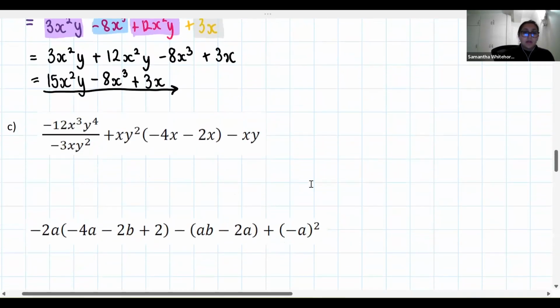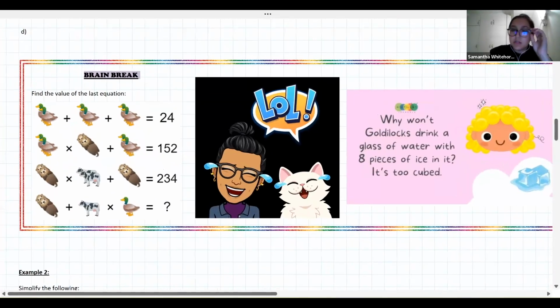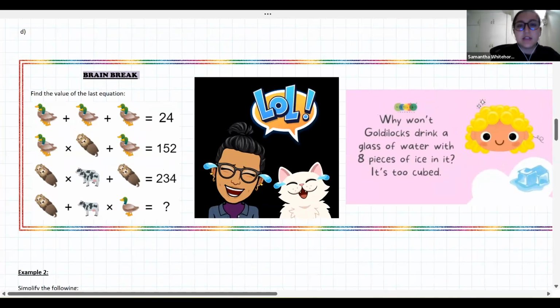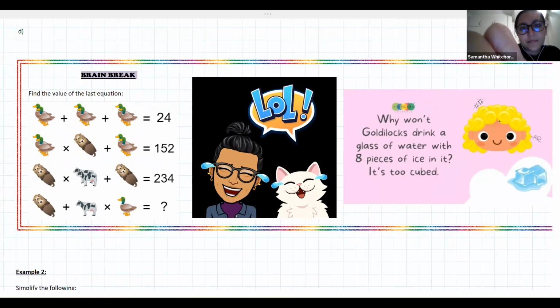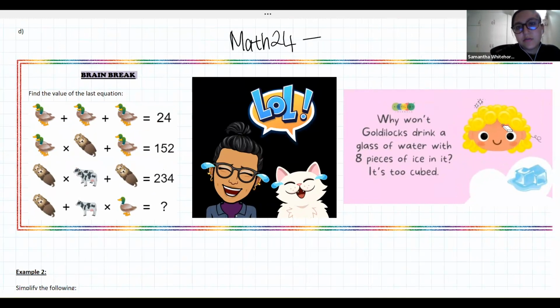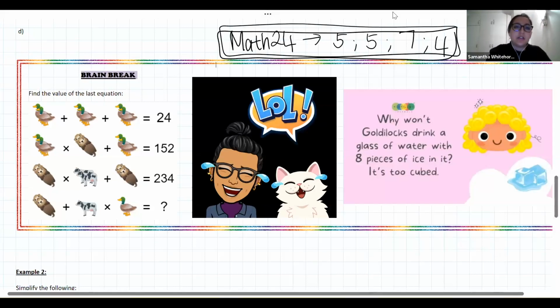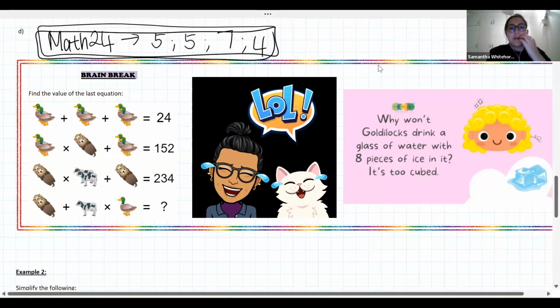Good, grade 8. Right, so I think you're deserving of a brain break. I am also just going to put the Maths 24 values here again, in case you want to try it, because I'll be interested to see if anyone comes up with another method. The 4 numbers that you have to use were 5, 5, 7, and 4. So if you can come up with a way to get 24 using those 4 numbers. Otherwise, here's your brain break.